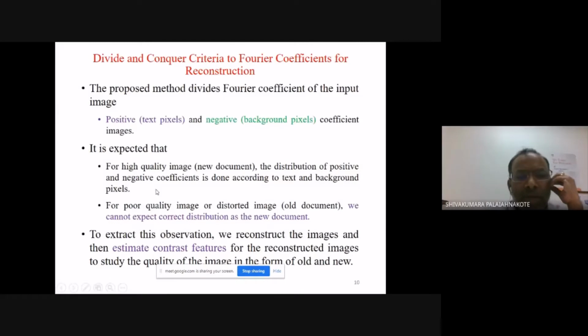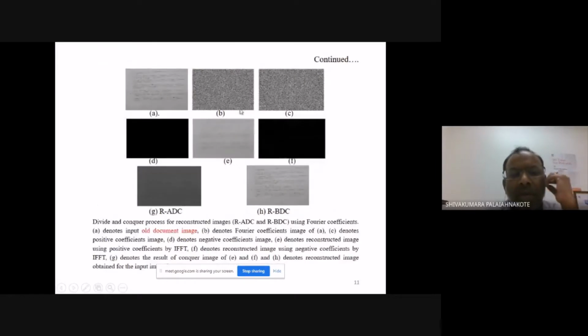Yeah, I think that's what I explained already. This slide should explain that one only. These are the examples now. This is actually the whole document. See, this is the Fourier transform. This is the positive and this is the negative, and this is actually the fused one.